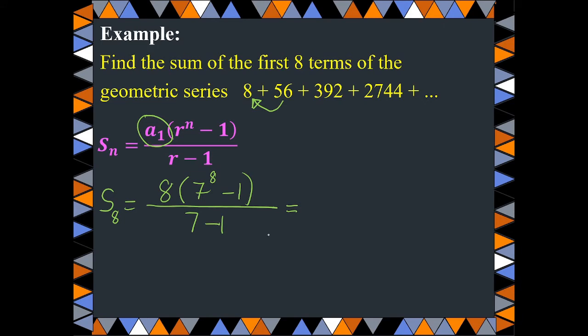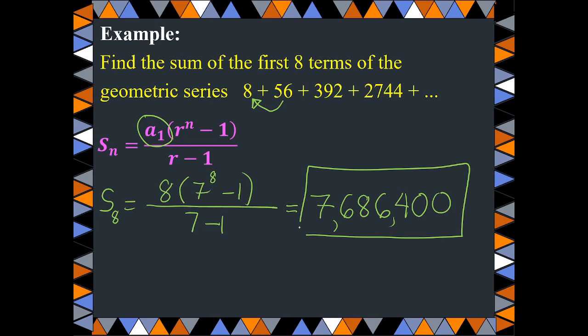Kindly verify your solution. Again, using your calculator, this is 7 raised to 8, then minus 1, times 8, divided by 6. Yes, 7,686,400. That's totally right. Just be careful with your calculators when manipulating. Any questions about finite geometric sequence? Or series, finite geometric series?